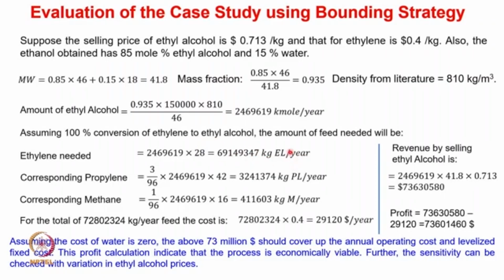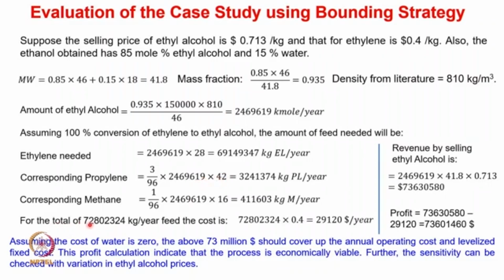So once we have obtained this ethylene, remember this ethylene feed has only 96% ethylene, and the remaining is 3% propylene and 1% methane. So we can calculate the amount of propylene required and the methane required, and that comes out to be 32 lakh 41,374 kilogram of propylene per year, and 4,11,603 kilogram of methane per year. And we can sum these three quantities, and that gives us the total amount of feed required over the year.